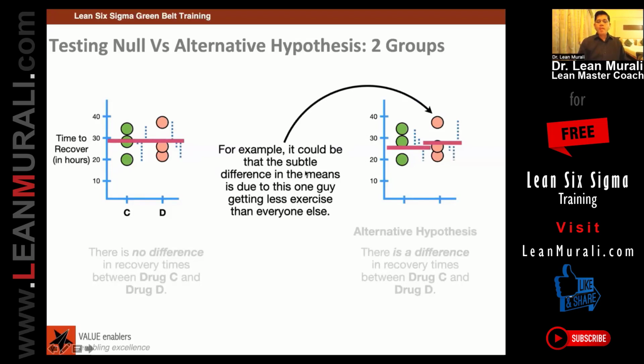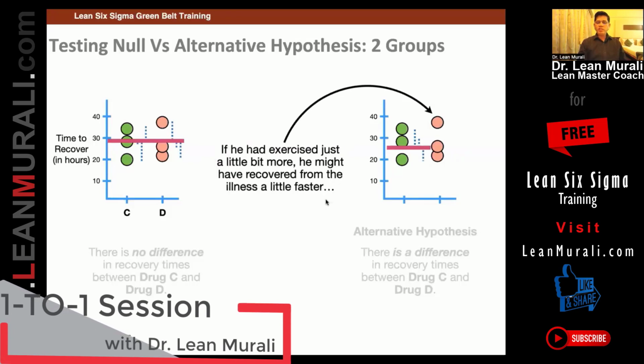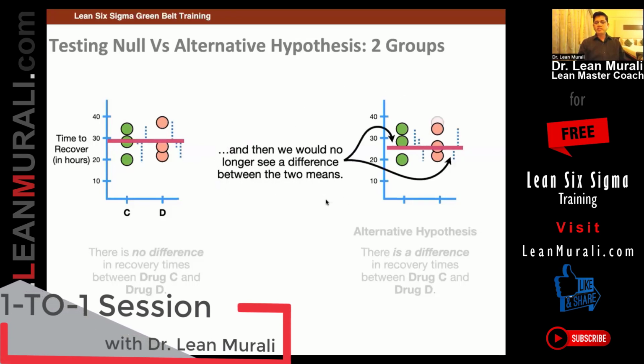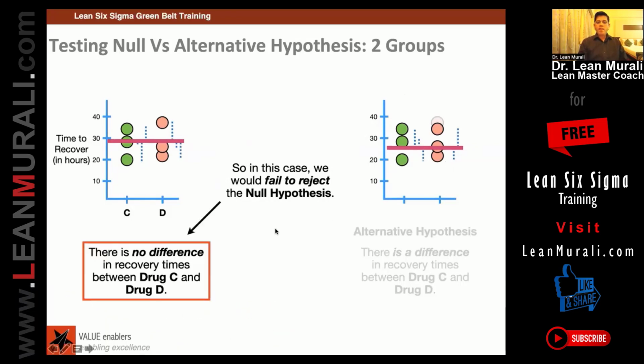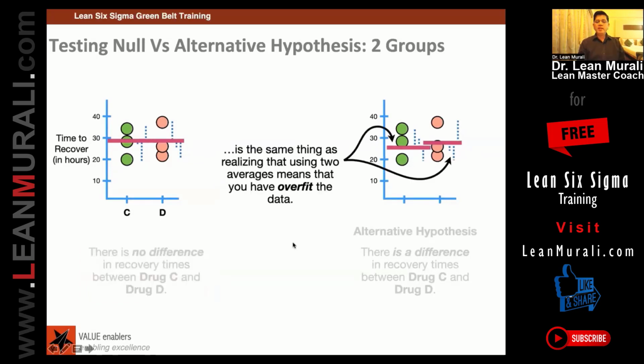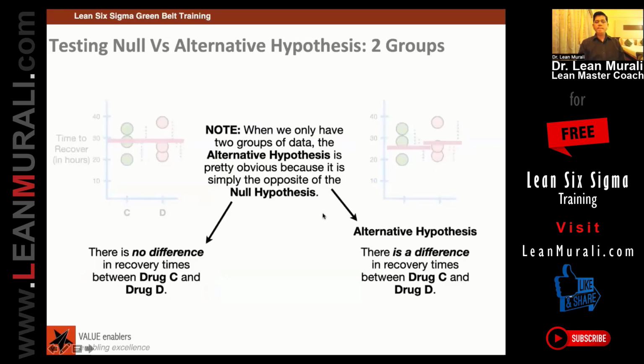So we also know that one healthy person can shift the averages closer like this and become equivalent to the original mean. So in this case, we fail to reject the null hypothesis, that it is the same thing, meaning it has got the overfit of data, that is almost the same data. So we have only two groups of data and it is a hypothesis.